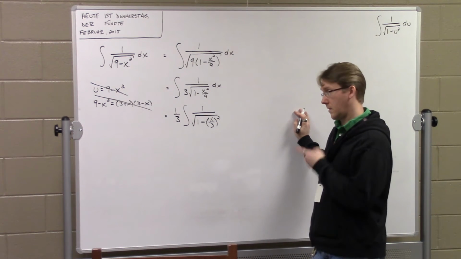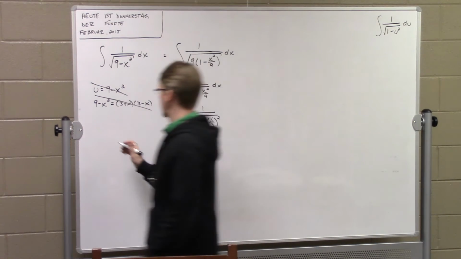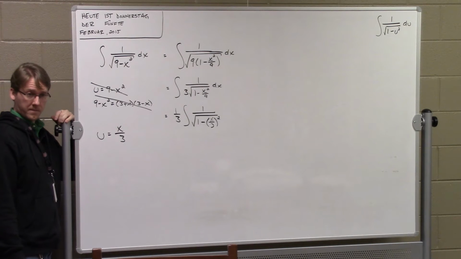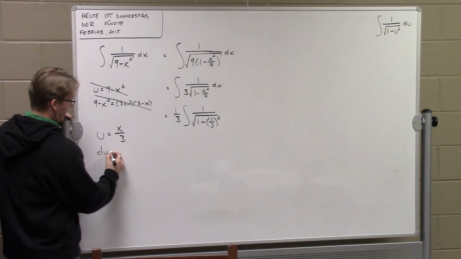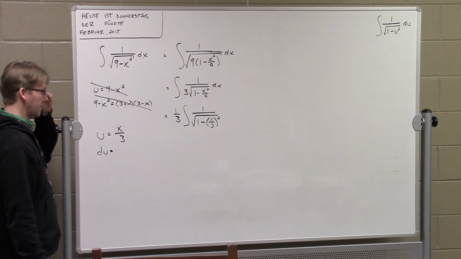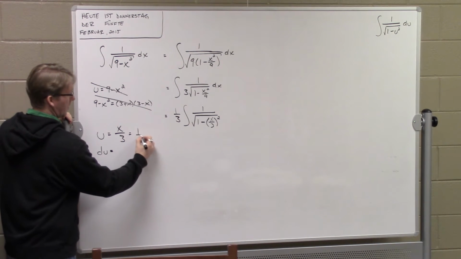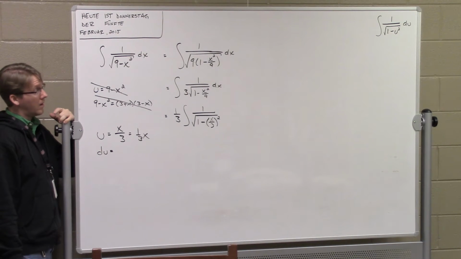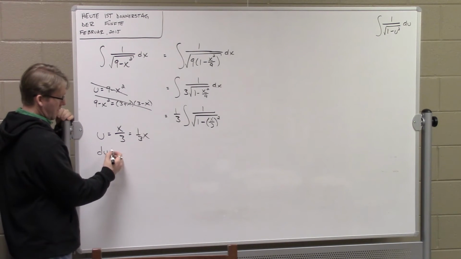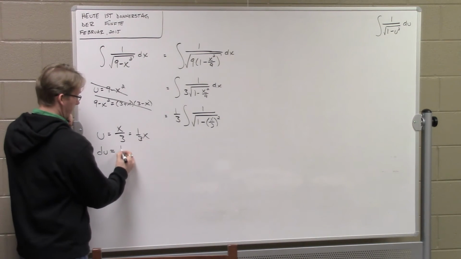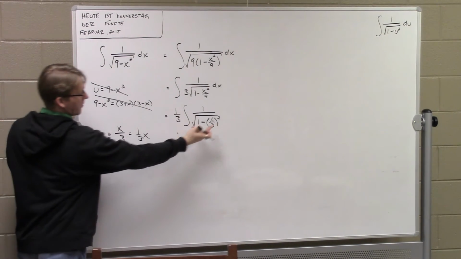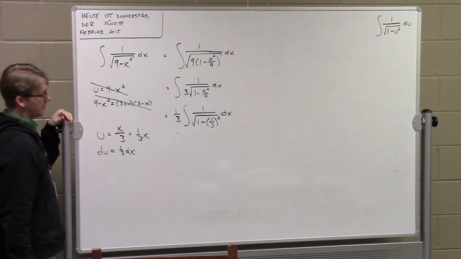Ladies and gentlemen, that's u. Okay? So what is du going to be? If it helps. So what is du? X over 3. Oh, it's 1/3 dx. Oh, look. That's actually convenient because here's a 1/3, forgot my dx, and there's the dx.